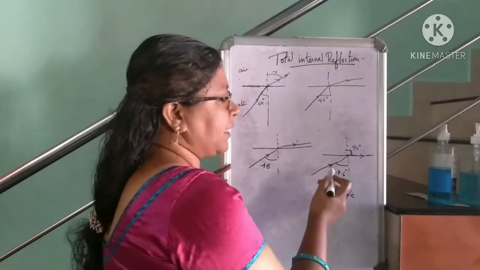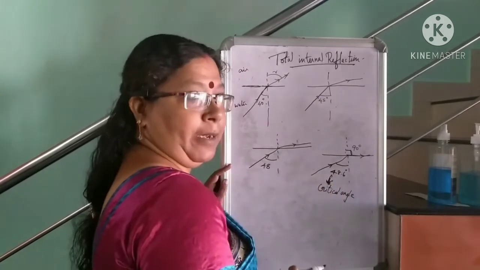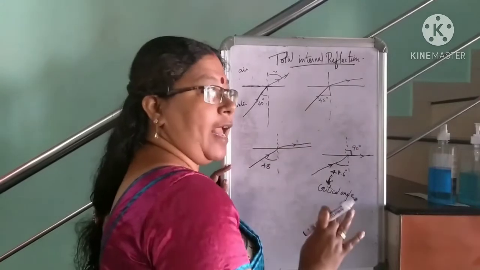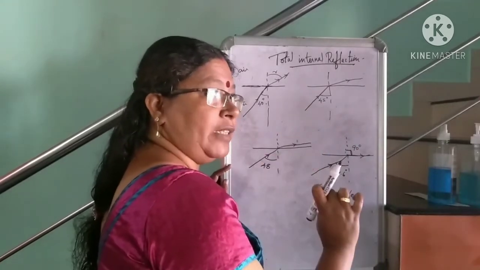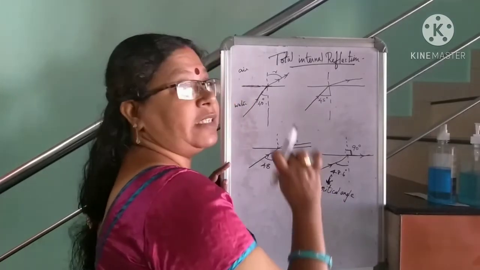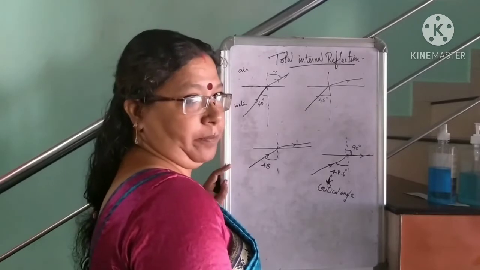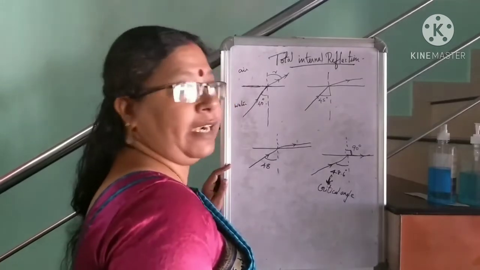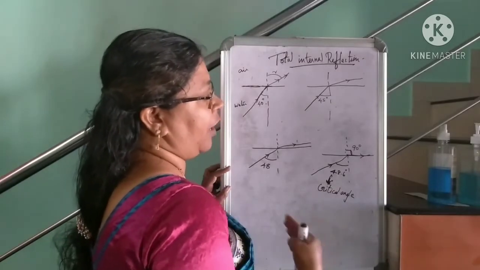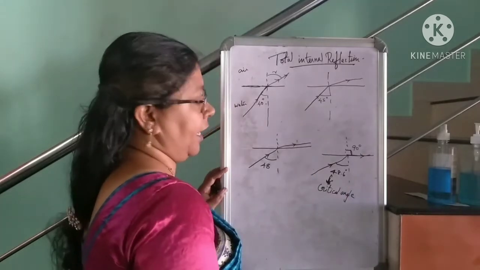So this particular angle is termed as the critical angle. How will you define critical angle? Critical angle is the angle of incidence in the denser medium for which the angle of refraction is 90 degrees. So this is critical angle. Then what happens if a ray of light is incident at an angle greater than the critical angle?